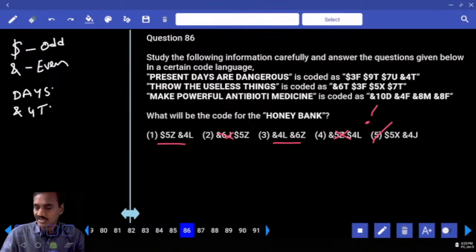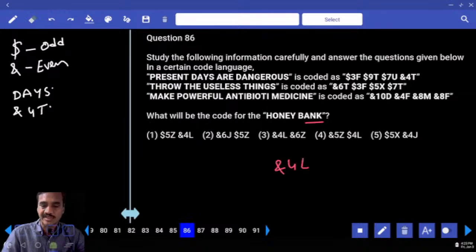Then 86. Honey bank. Now here honey and bank. What is the code for bank? End, and 4 letters. K plus 1 is L. End 4L. End 4L, only first and the third. Then coming back to this one, Y plus 1 is Z. Honey, there are only 5. That is choice 1, 86.